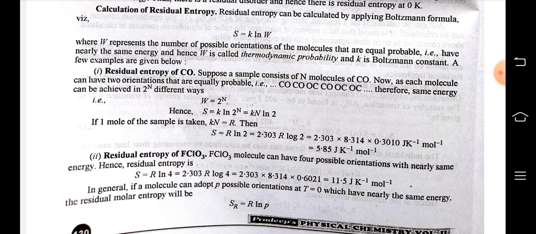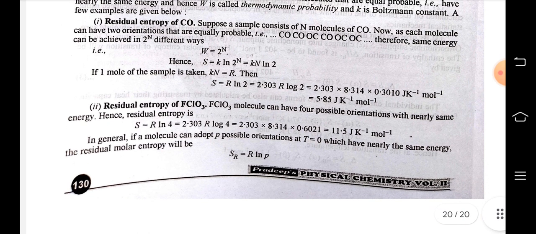In general, if a molecule can adopt p possible orientations at T equal to 0 which have nearly the same energy, the residual molar entropy will be S R equal to R ln p.